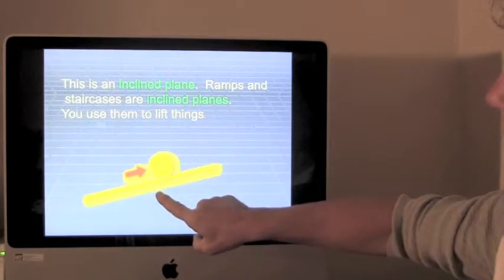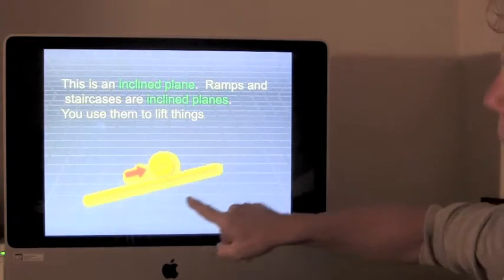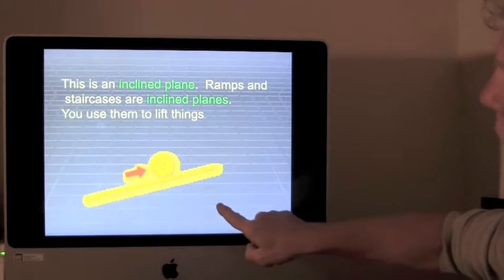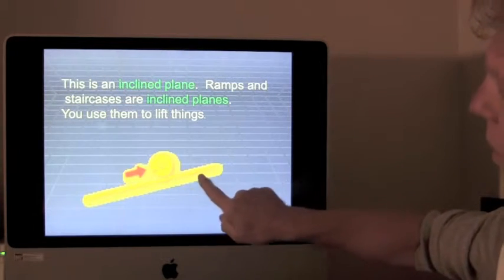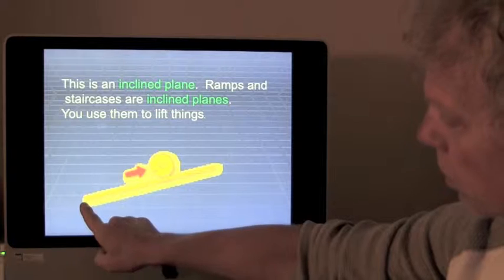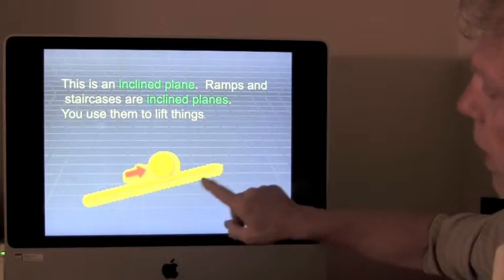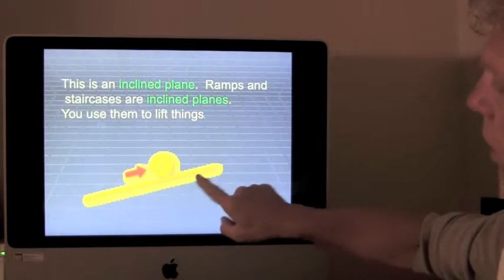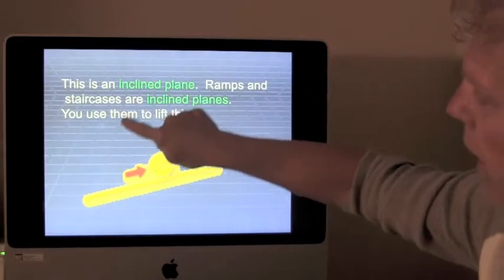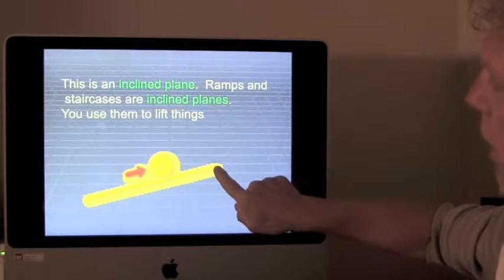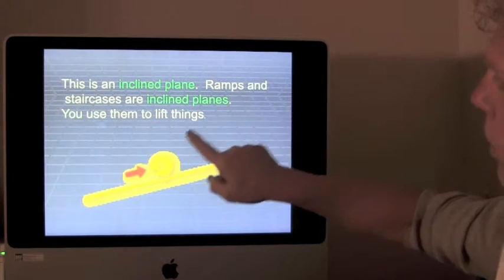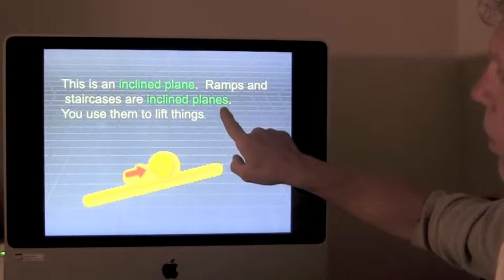This below is an example of an inclined plane. You can see that it is not flat. It is at an angle, with the point at this end being lower than the point at this end. And you can see it is very subtle. It's not something going up at an angle like this. There's a slight slope. Ramps and staircases are inclined planes.